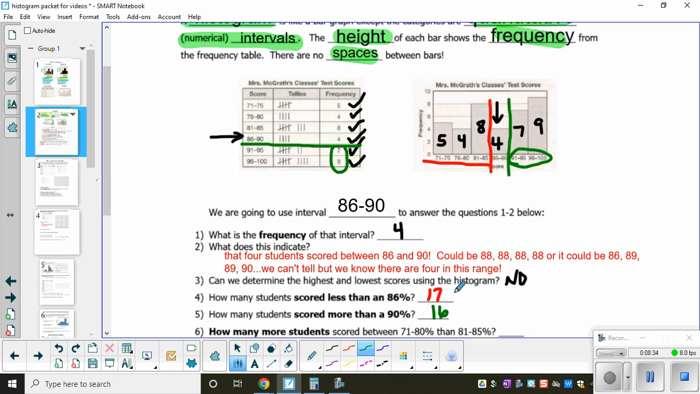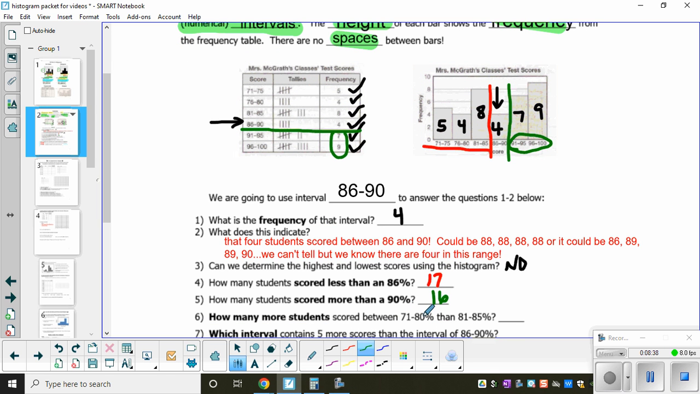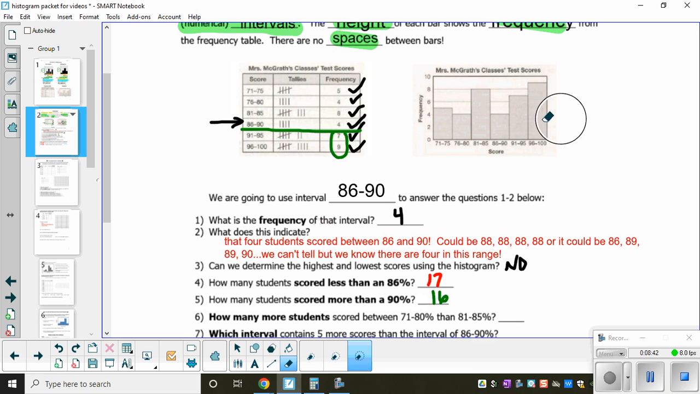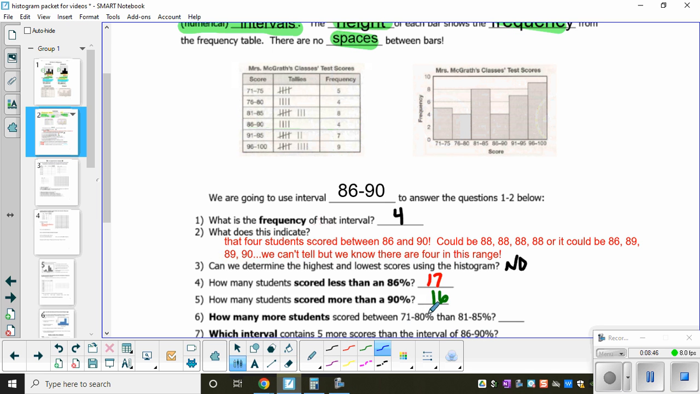All right. For the next question, how many more students scored between a 71 and an 80 than the 81 to 85 range? Okay, so let me just kind of erase this stuff here. First, I'm going to look at 71 to 80. So 71 to 80 is from here to here. And then we're going to look at 81 to 85. So 81 to 85, we're going to compare it to this green box.